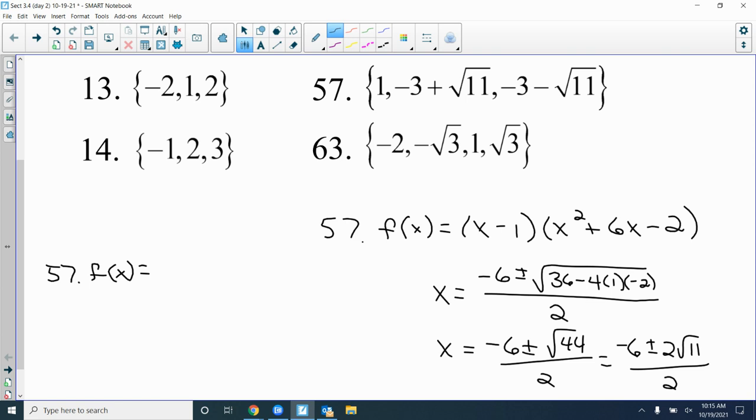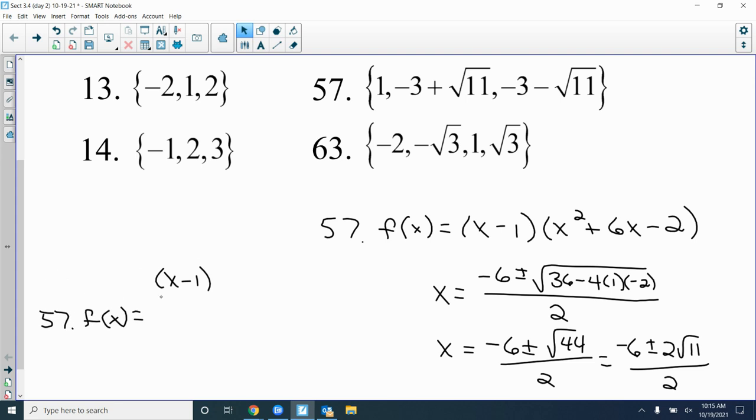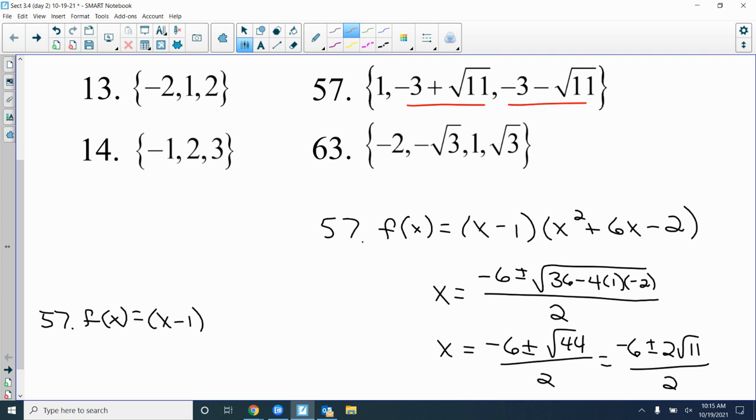If you have a root of 1, that's x minus 1. What happens with these two? How do I write them in factored form? Matthew? It's x minus the quantity of negative 3 plus square root of 11. All right, good.